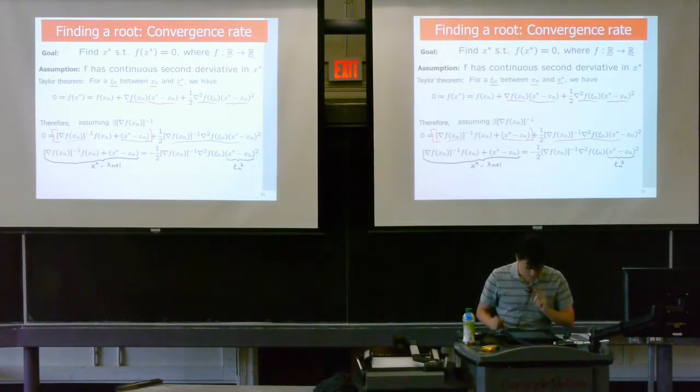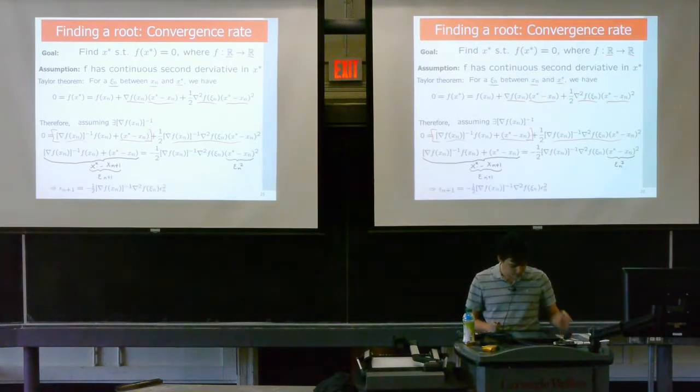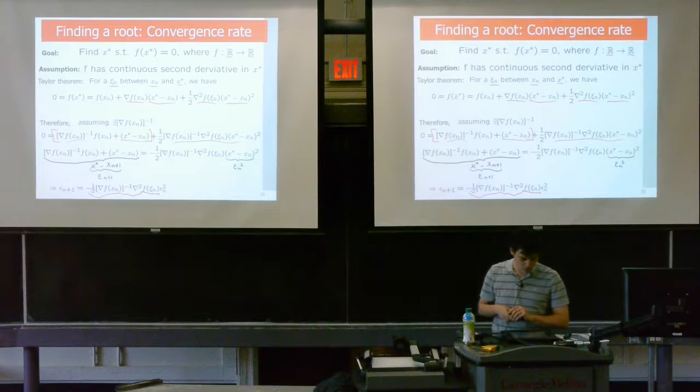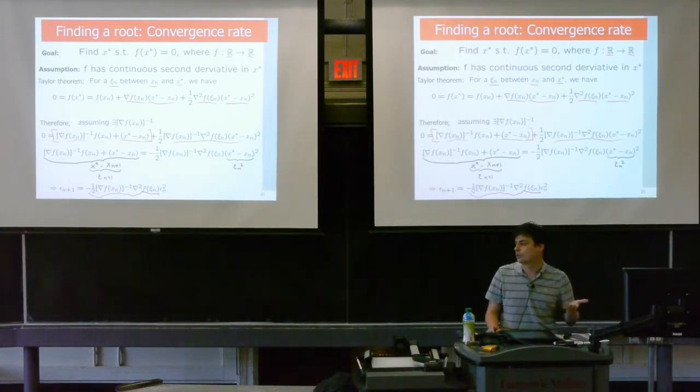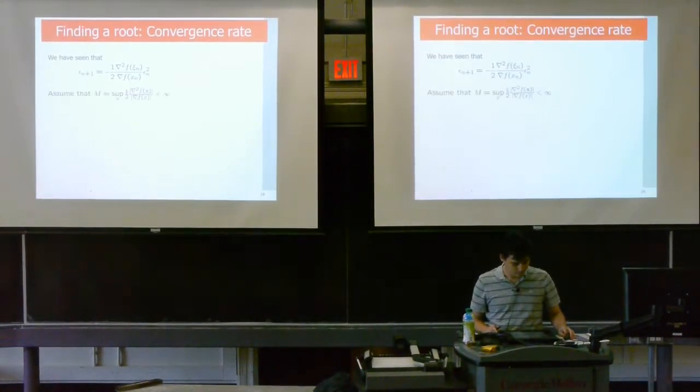Okay, so what's this expression here? This is epsilon n plus 1, right? And what we have is that epsilon n plus 1 is minus half times the inverse of the gradient multiplied by this Hessian multiplied by epsilon n squared. So if this is a bounded term, then we can see that it will lead to a quadratic rate. Okay, so this is what we have proved.